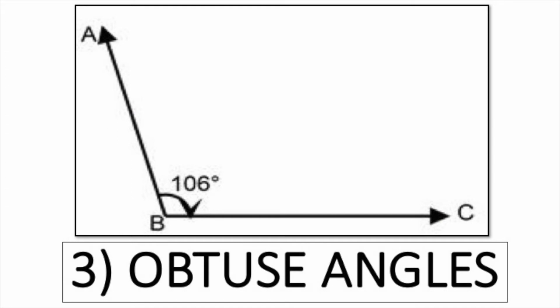Obtuse angles. Okay. So if acute angles were less than 90 degrees, what do we think about obtuse angles? What number can you see? Is 106 less than 90 or more than? Yes. So acute angles less than 90 degrees, obtuse angles more than 90 degrees. Okay? You can see here, this angle is how many? 106 degrees. More than 90, yes? So an obtuse angle.